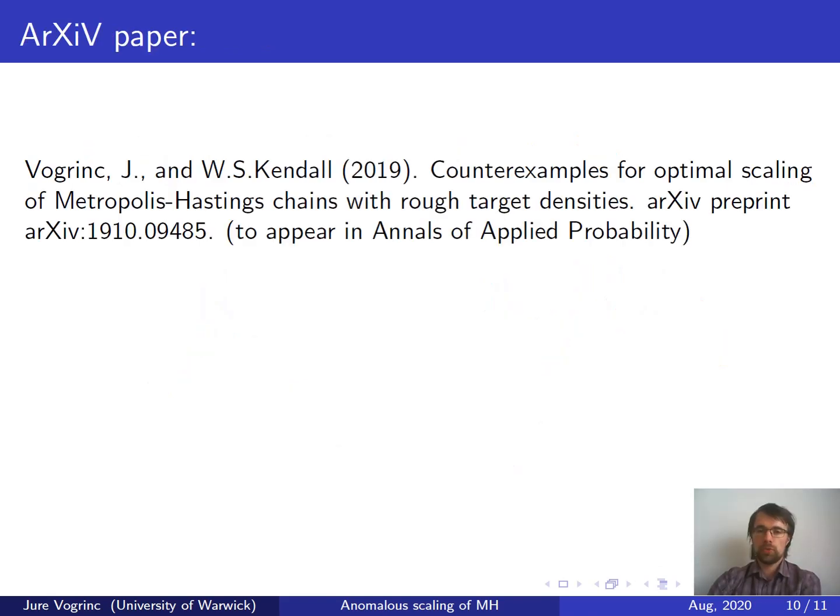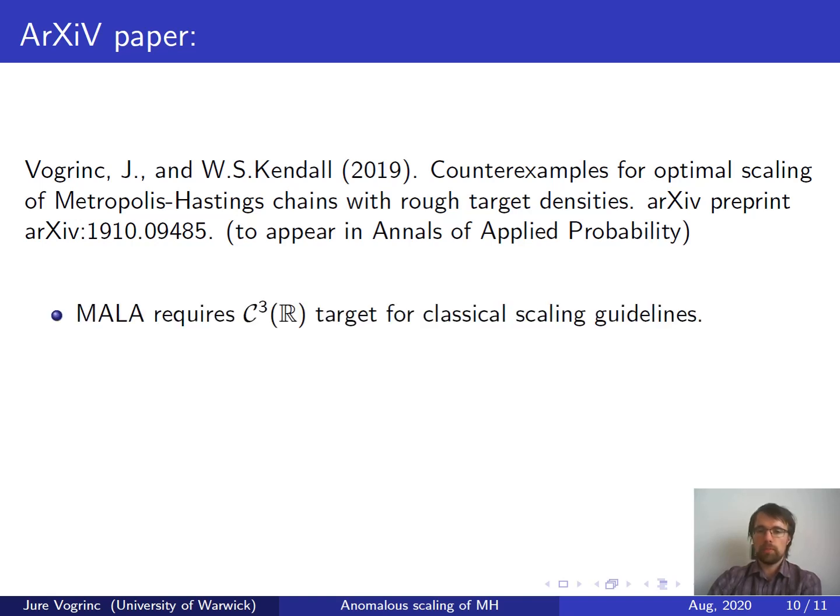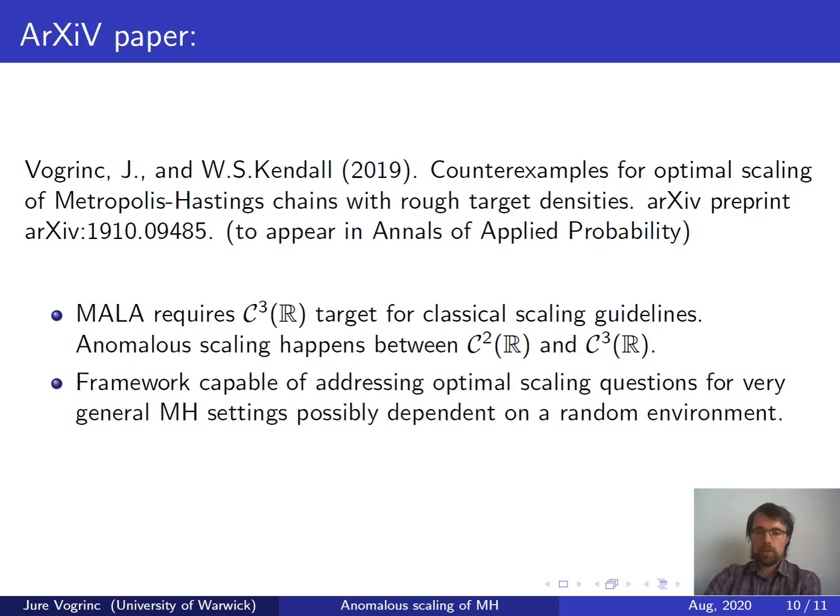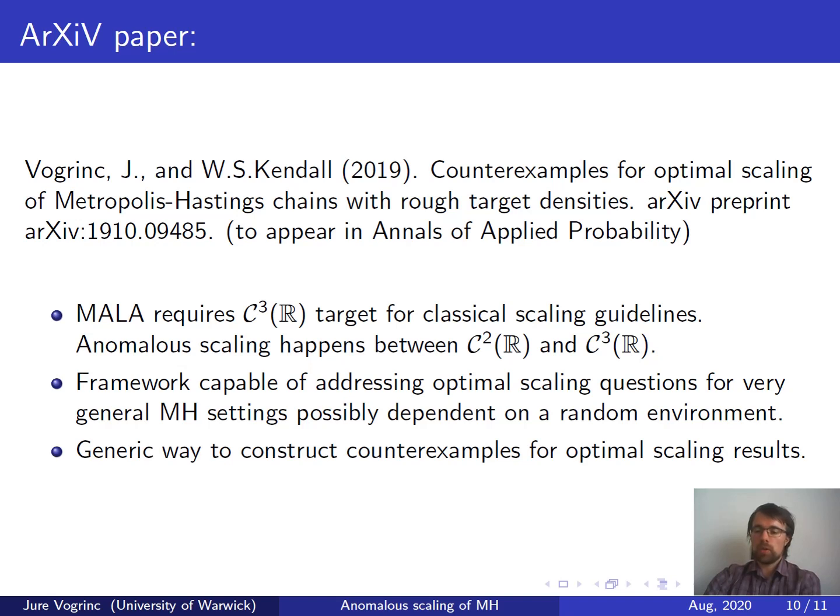I'd like to finish with some advertising. This is the arXiv paper connected to the talk that has just been accepted to Annals of Applied Probability. In it, we also covered the MALA case, where we were successful in proving that even though you need only one derivative to run MALA, you need 3 derivatives for it to behave in a classical way. Further to that, we develop a framework capable of addressing optimal scaling questions that is very nice and might be of interest to people. And we also develop a generic way to construct counterexamples for optimal scaling results.